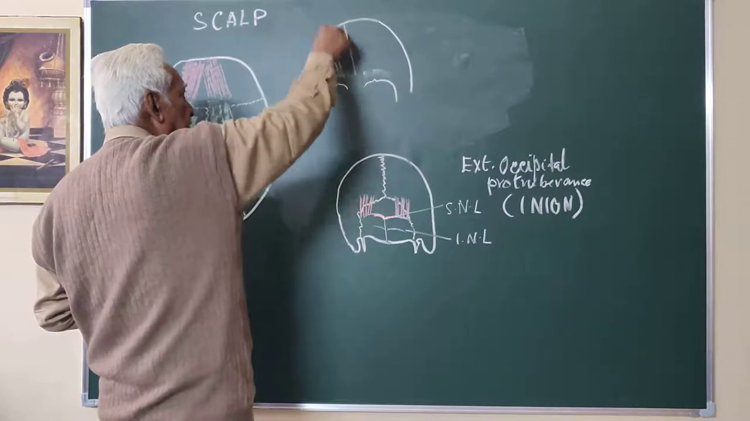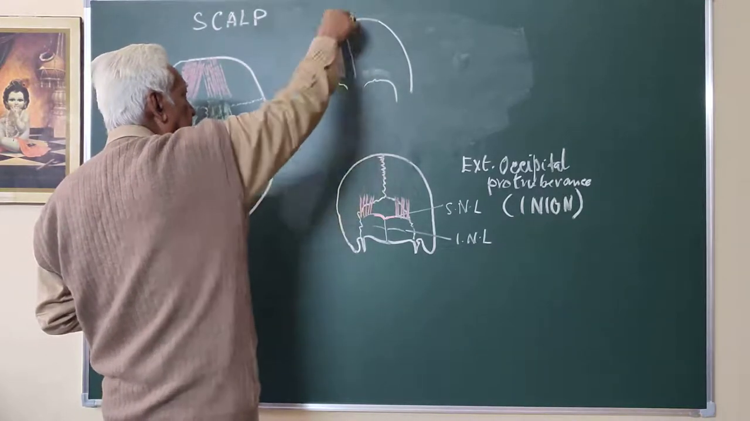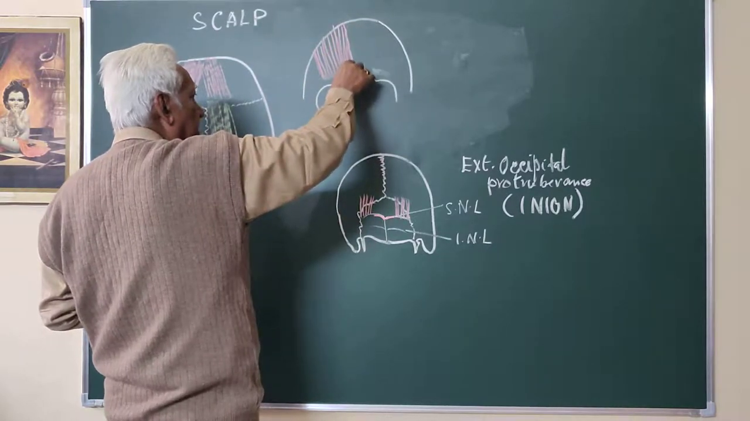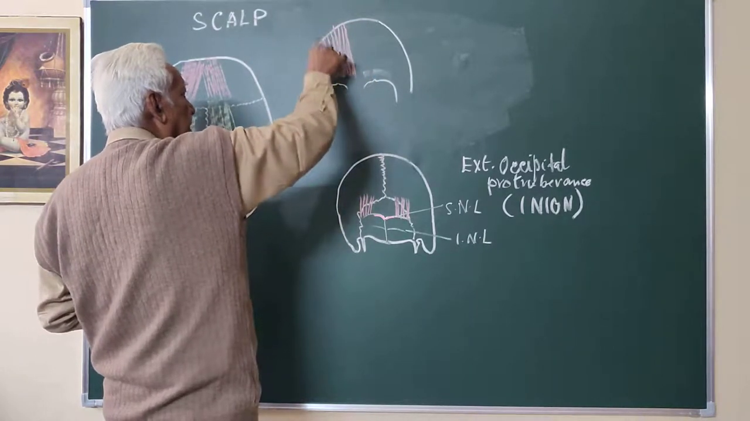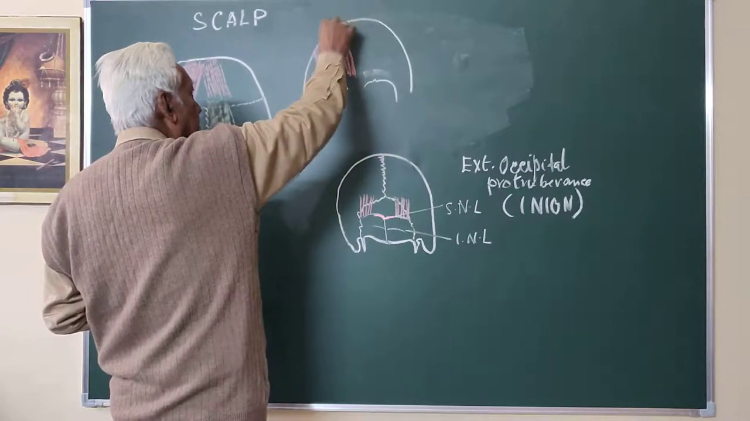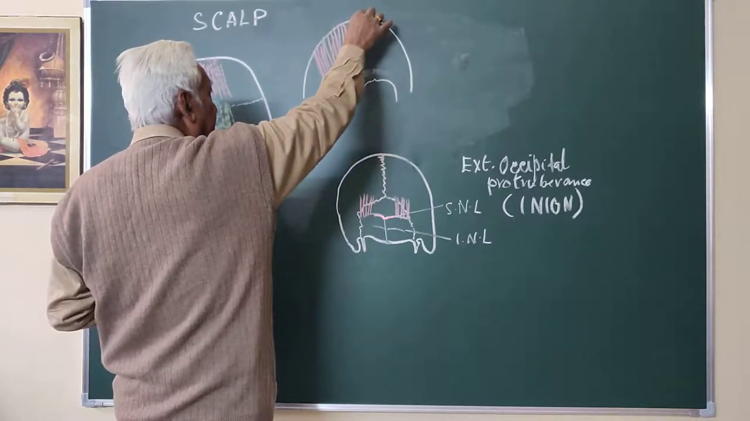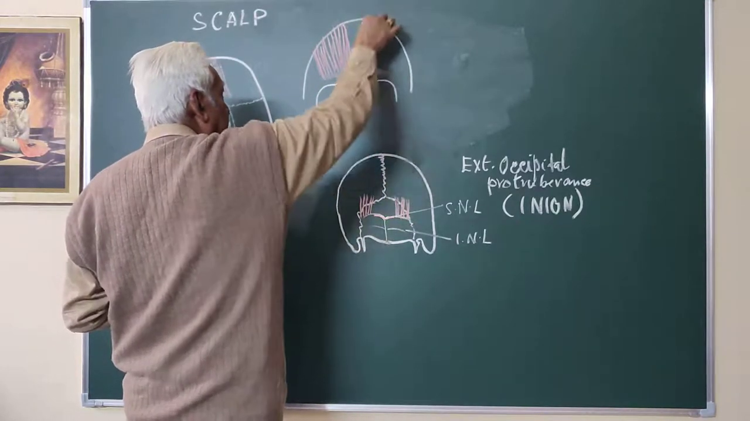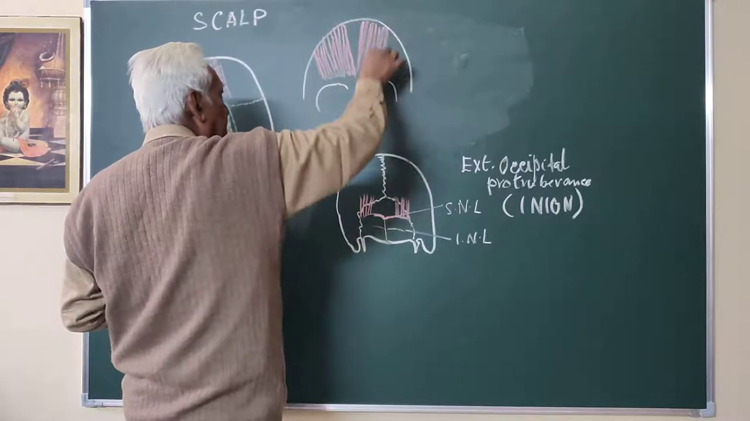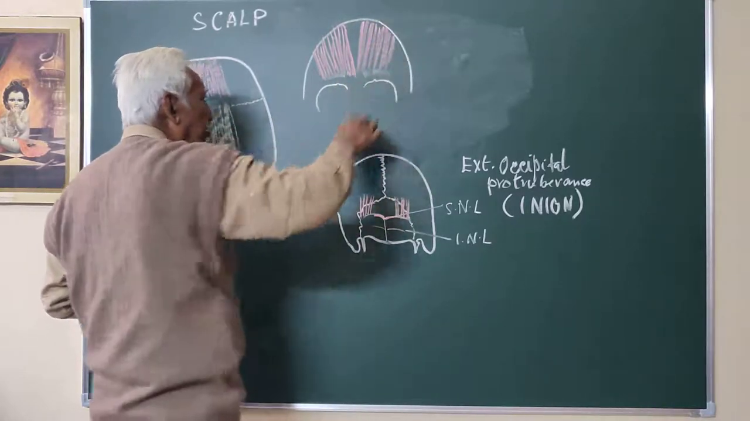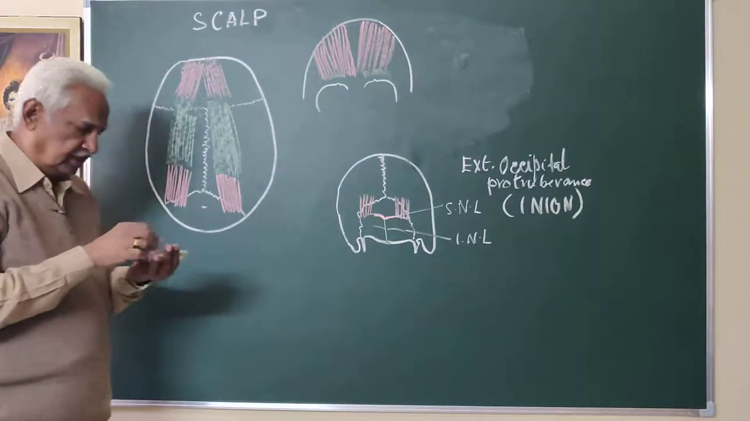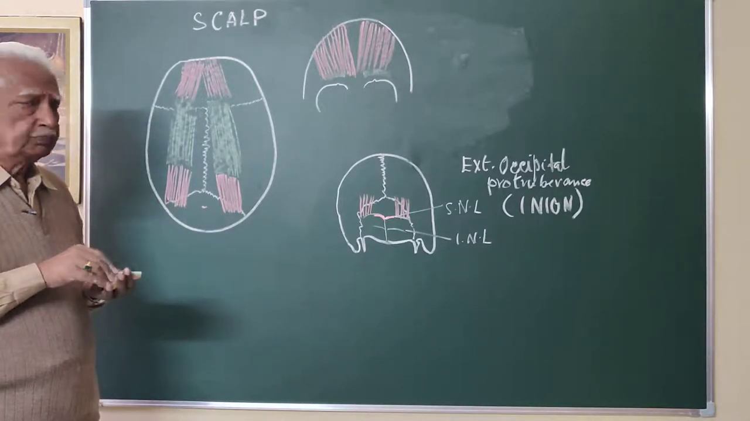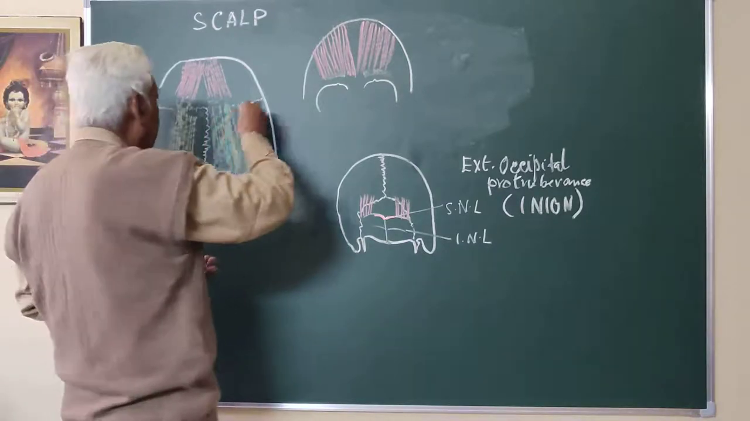So the muscle is coming from the scalp side, and the two corresponding bellies are converging. As they are converging, there is the convergence which you can see here, the frontal bellies, and since they are converging, there will be a pointed portion of this epicranial aponeurosis.